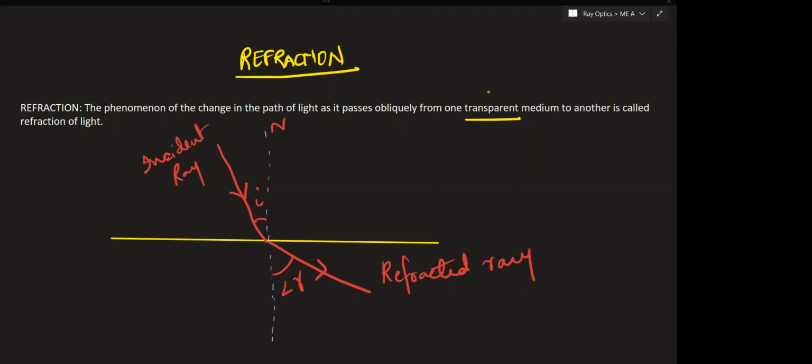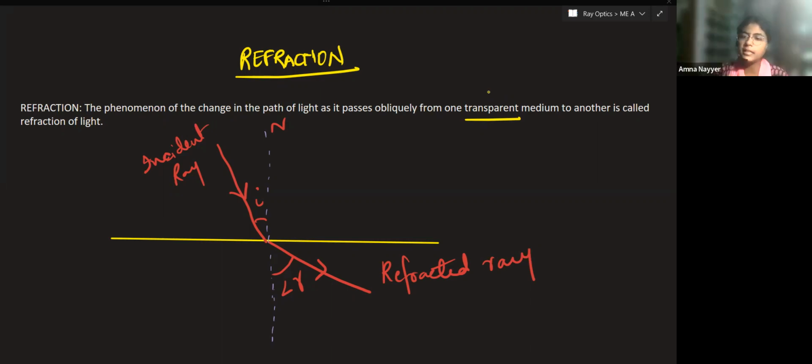Yes, teacher. Angle of incidence is equal to angle of reflection, and all the three lie in the same plane. Good, Khalid. Angle of incidence is equal to angle of reflection. But here we do not have the law that angle of incidence is equal to angle of refraction, because if it were equal, your ray would not be refracted. It would get reflected. That's why this concept is not there.